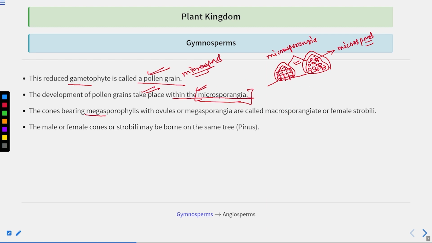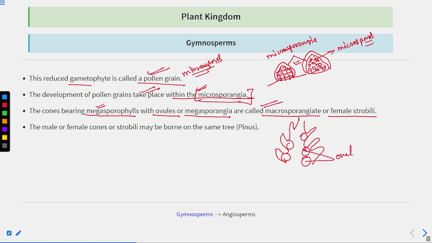Now, the cone bearing the megasporophylls. Now, here comes the female. Okay, they bear the ovules or megasporangia and are called macrosporangiate or female strobili. So that bear the megasporophylls. Okay, megasporophylls are like this, and they are bearing the ovule structures like this. So these are the ovules, or the megasporangia, and these are called macrosporangia because they are larger in size. These are very small, that is why called microsporangia, and these are larger in size, therefore they are called macrosporangiate or the female strobili.